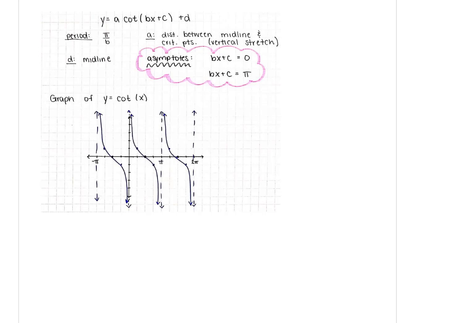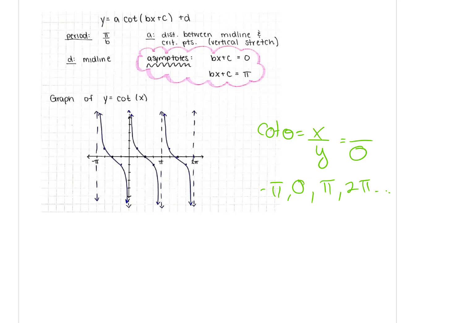Now cotangent is the ratio of x over y. It's the reciprocal. So the asymptotes are placed when we have a 0 in the denominator. So that's going to be at 0, pi, 2 pi, and then in the other direction, -pi. So what I want you to notice is that the graph looks like a vertical reflection. Also, the first asymptote starts at 0, and the next one is at pi, and then a distance of pi from there.